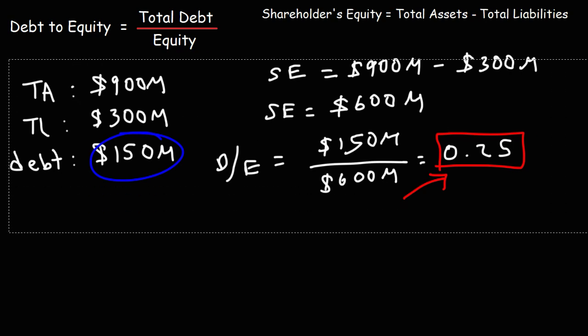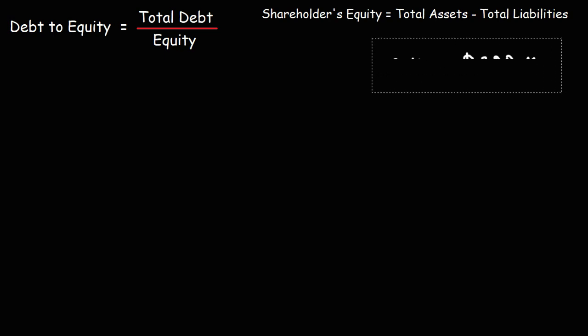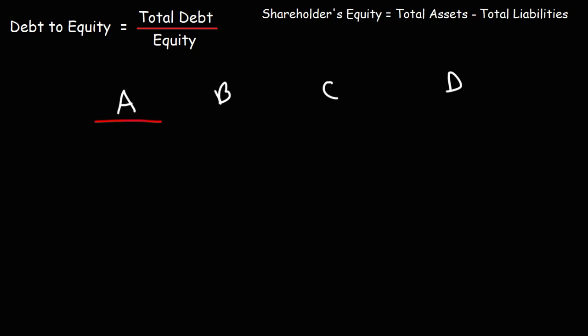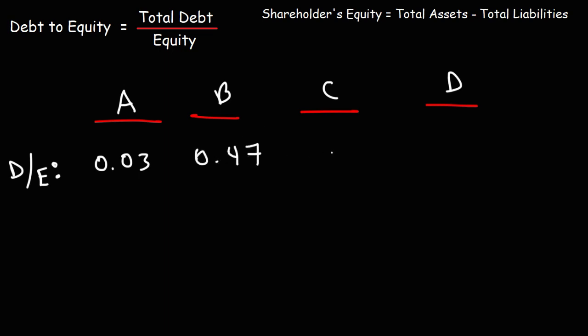And this time, we're going to compare 4 different companies. Company A, B, C, and D. So let's start with company A. Let's say that this company has a debt to equity ratio of 0.03, and for company B it's going to be 0.47, company C 1.2, and for company D 9.6.